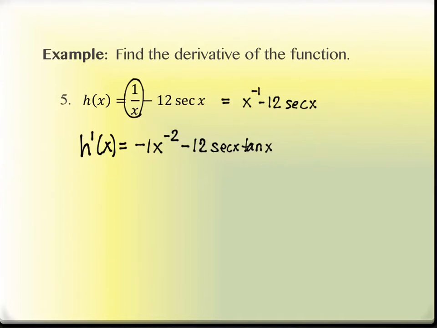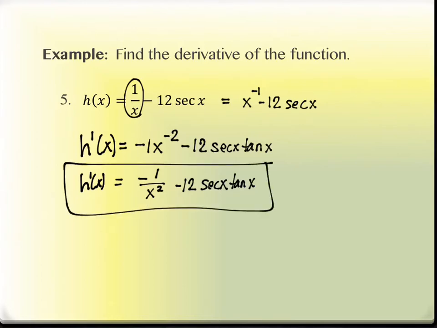But if you happen to notice, or if you're doing the homeworks and so forth, we are going to finish it out like Hayden mentioned, and we're going to rewrite it as negative 1 on top, or you can put the negative in front, x squared on bottom, minus the 12 secant x tangent x. Okay, any questions on that? Okay.